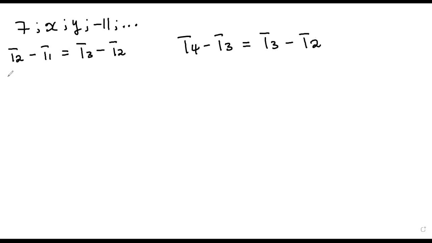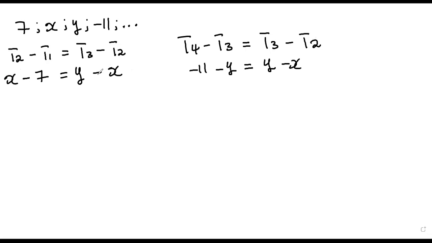So let's go. Term number 2 is going to be x, and term number 1 is 7. Term number 3 is y, and term number 2 is x, like that. Now here, term 4 is negative 11. You say minus y, and this is equal to y minus x.